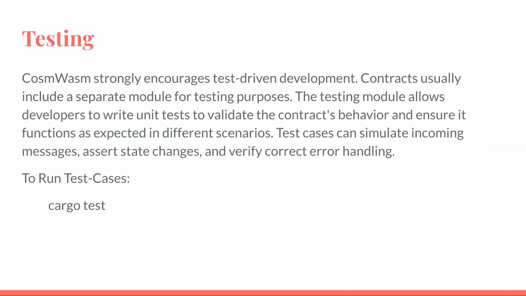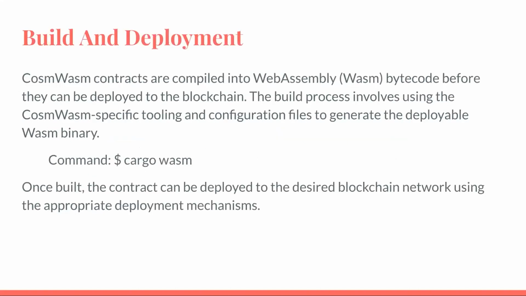And last but not least, testing. Test cases are an integral part of a CosmWasm contract. CosmWasm has different libraries to create a mock environment where people can provide different use cases and test scenarios, and based on that, they can run those test cases. And the last is build and deployment. Once everything is done, we build the smart contract and then deploy it. We'll see all the steps one by one in this current contract.